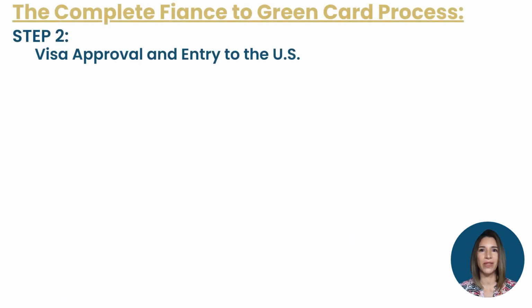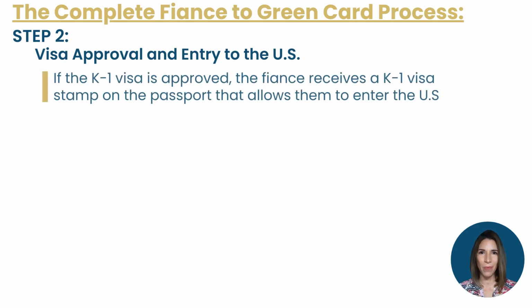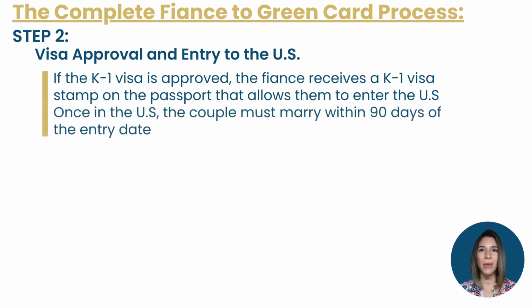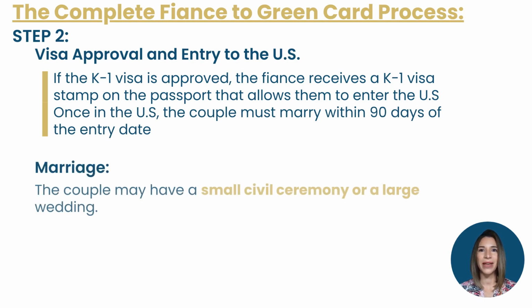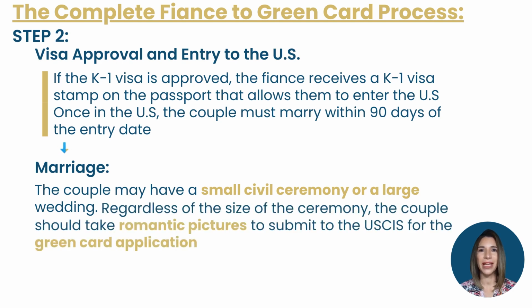Visa approval and entry to the U.S. If the K-1 visa is approved, the fiancé receives a K-1 visa stamp on the passport that allows them to enter the U.S. Once in the U.S., the couple must marry within 90 days of the entry date. Marriage. The couple may have a small civil ceremony or a large wedding. Regardless of the size of the ceremony, the couple should take romantic pictures to submit to the USCIS for the green card application.